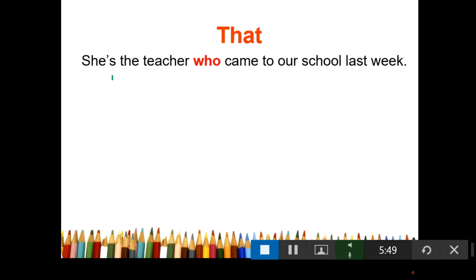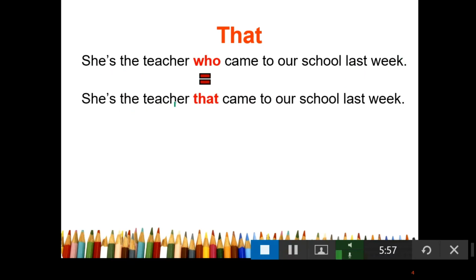She's the teacher who came to our school last week. She's the teacher that came to our school last week. We have here who, and we have here that. Both of them are relative pronouns. Pay attention, the teacher refers to people, who, and also that can replace the relative pronoun who. So I can say, she's the teacher who, or she's the teacher that.